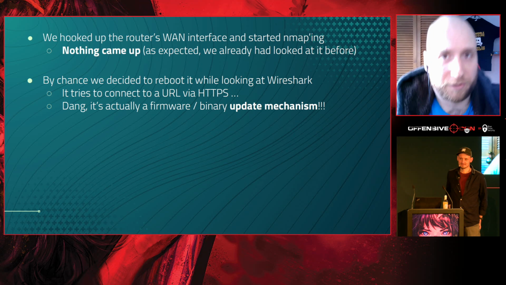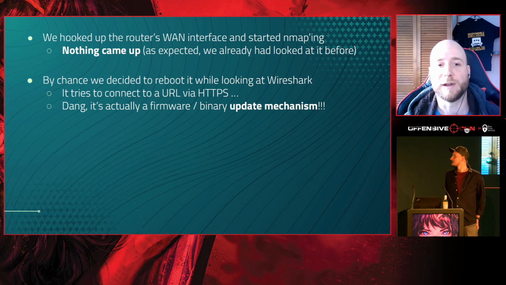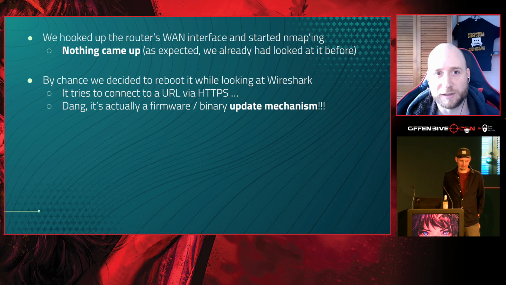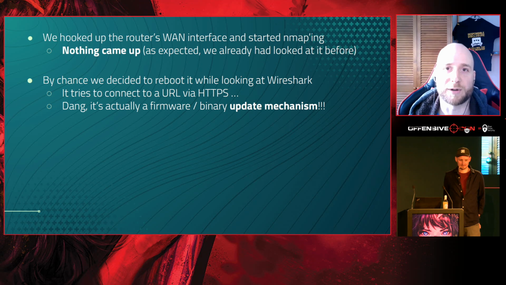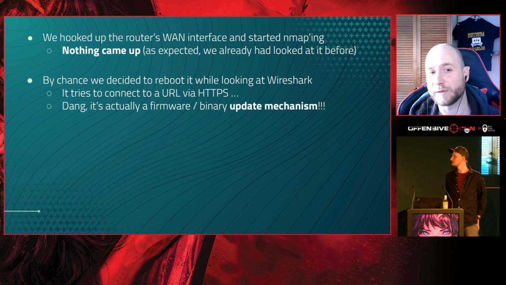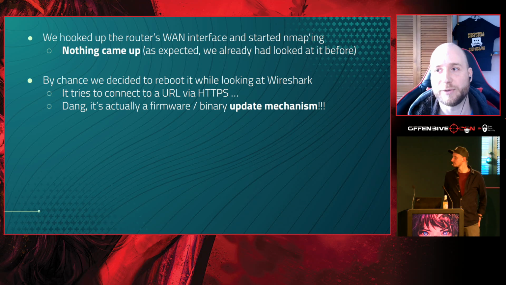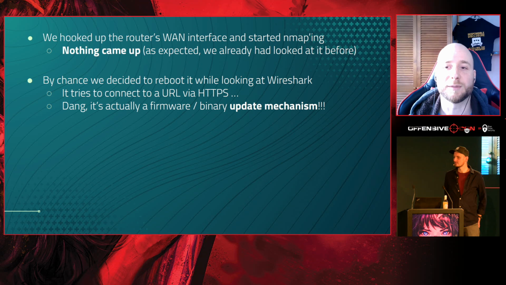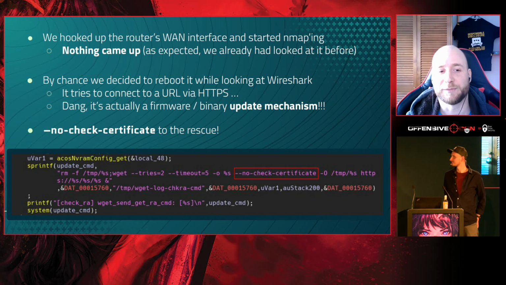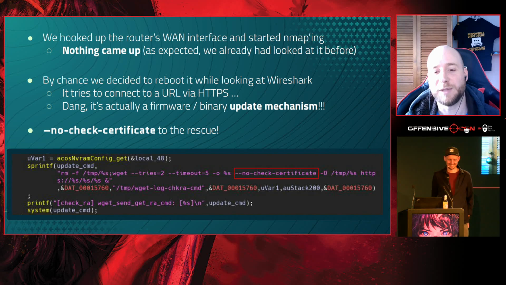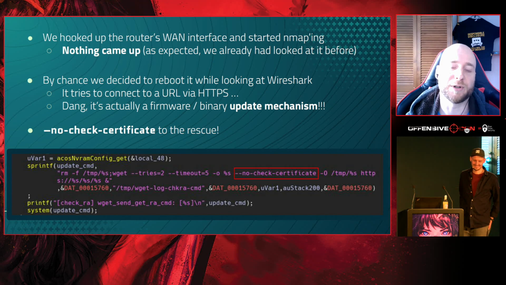As I said, before the competition we also hooked up the router's WAN interface and started nmapping it, and nothing came up as before. But then, being honest here, it was by pure luck. We decided to reboot the router while looking at Wireshark. And then we noticed it connect to a URL via HTTPS, and it's actually a firmware, in this case a binary update mechanism. Okay, this is interesting, but it's connecting via HTTPS, right? What can we do? Luckily for us, they screwed up big time. They use wget with no-check-certificate. If you don't know what this means, it means we can just present any HTTPS certificate, the Burp certificate, any one you can generate on your computer, and it will be accepted.